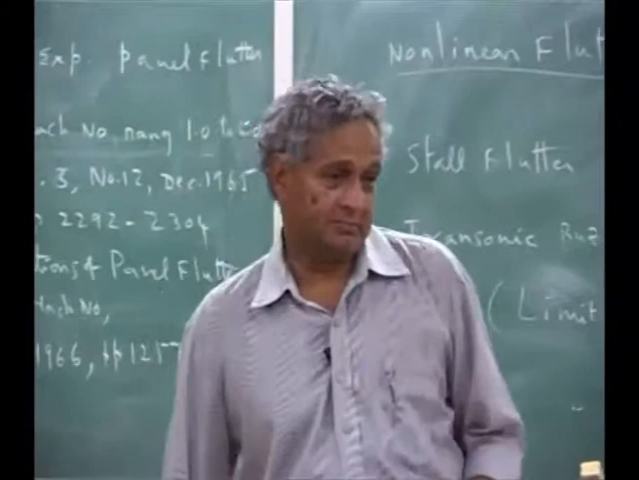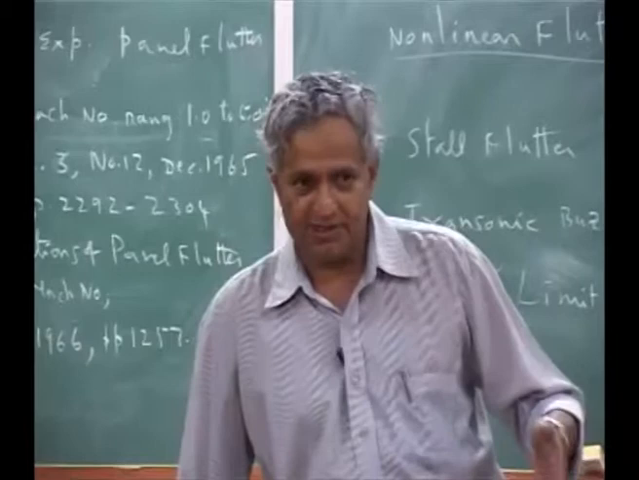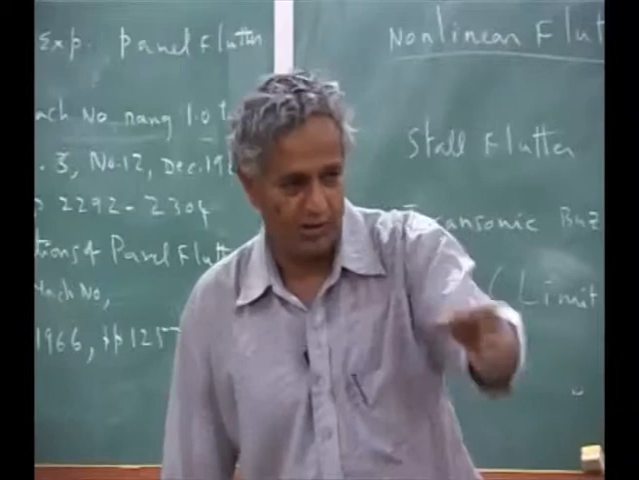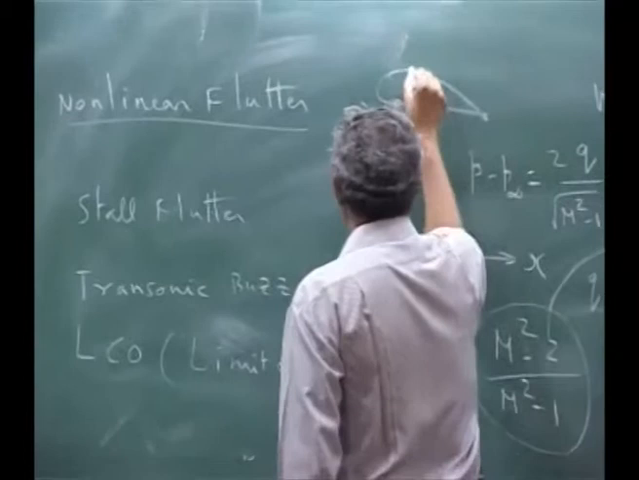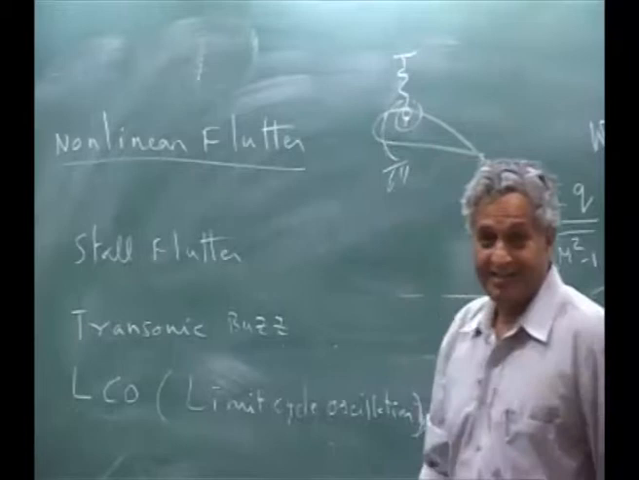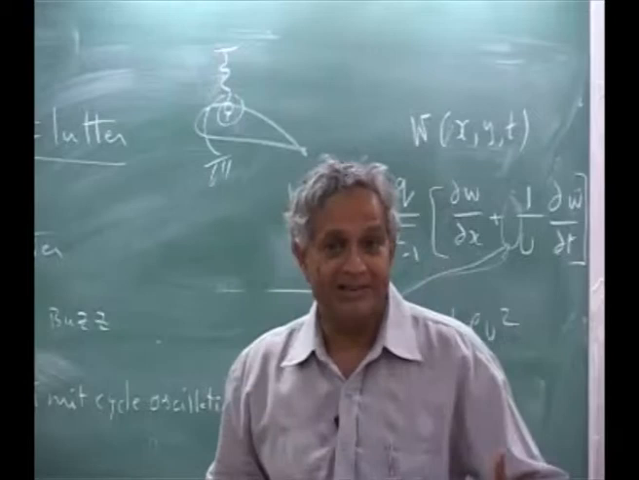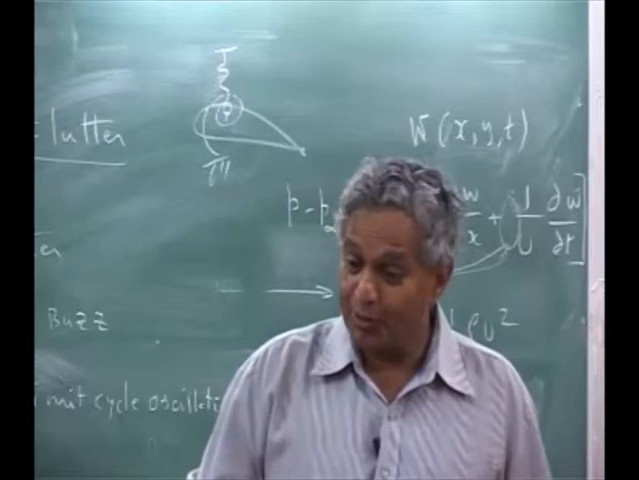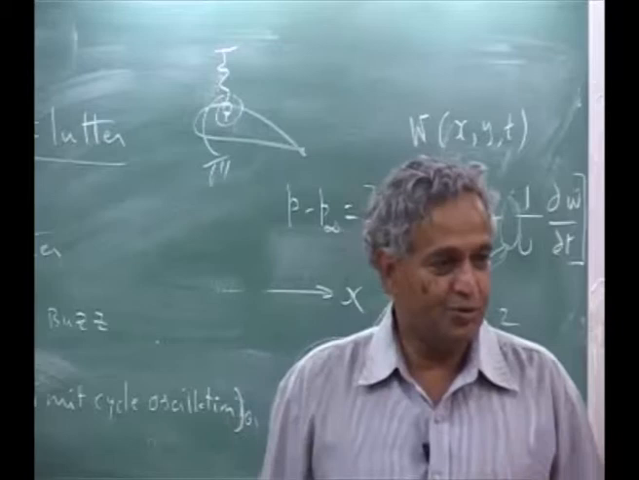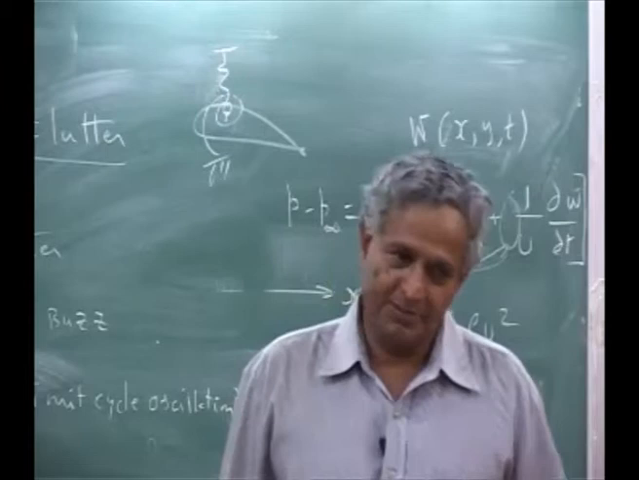So now people started getting into nonlinear effects, because the moment some large amplitude comes, the nonlinear effects of the problem come. Can I have a limit cycle oscillation? In the sense, it will not go out of bounds, but it will continue to oscillate. That means you can have nonlinearity from two sources: one from the aerodynamics, another one from the structure itself.